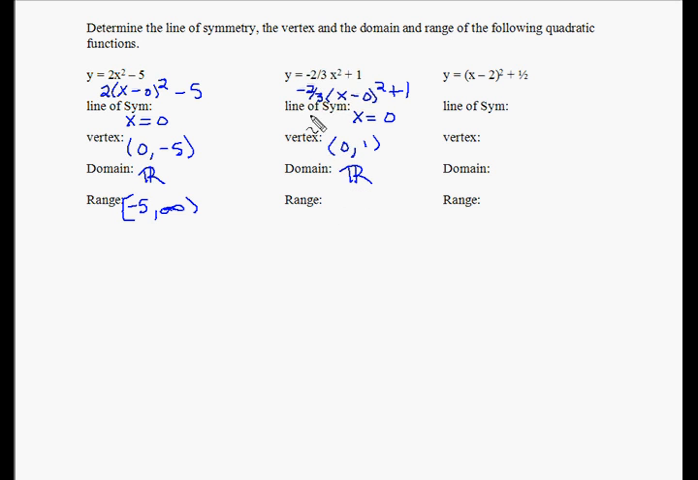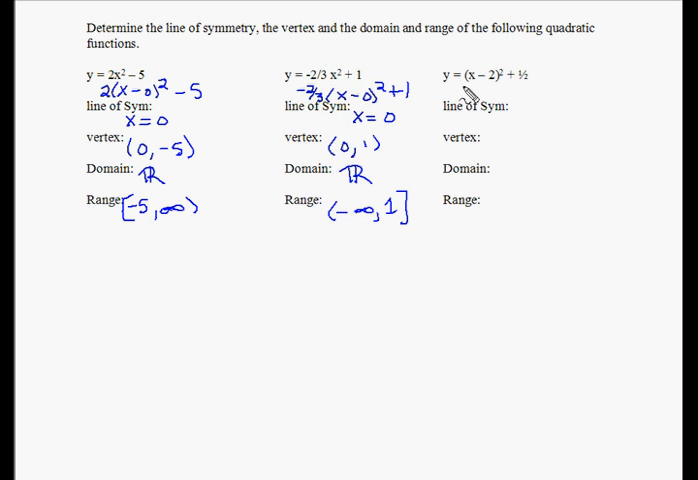And our range, well, since this is a negative coefficient, it means the parabola is going down. So our range will go down forever, which is negative infinity. And how high it gets is this number here in the back. It gets to positive 1, and that's a bracket.